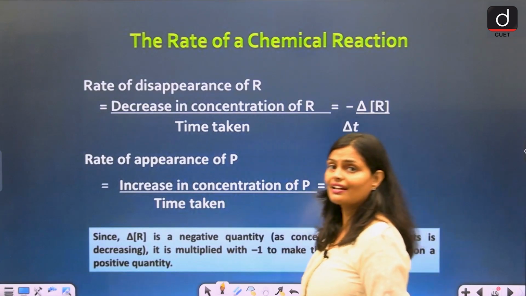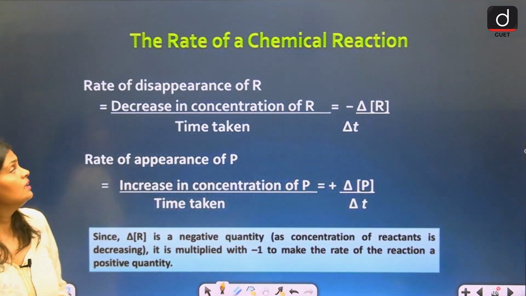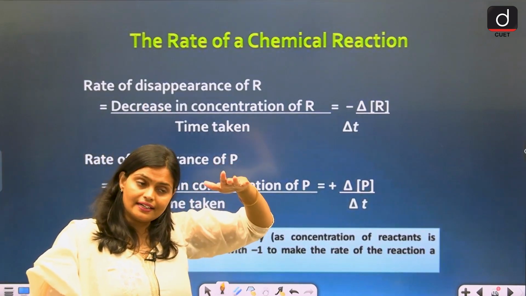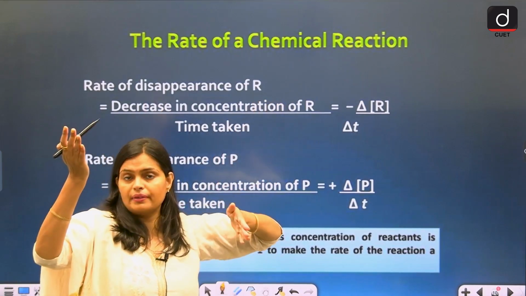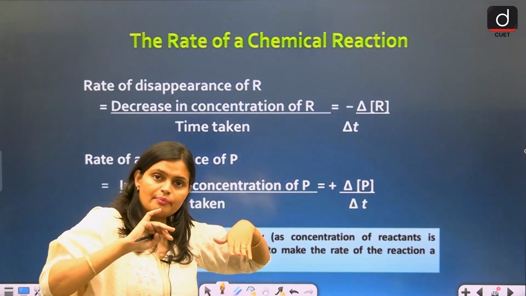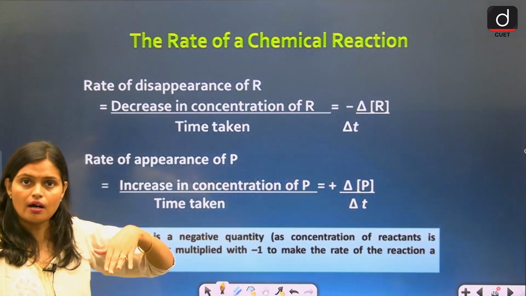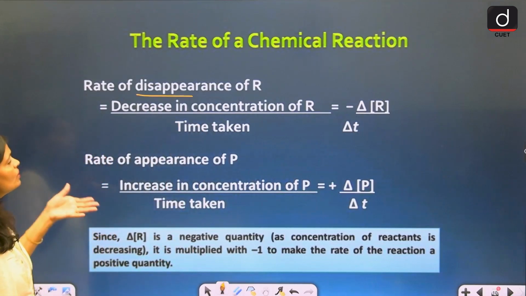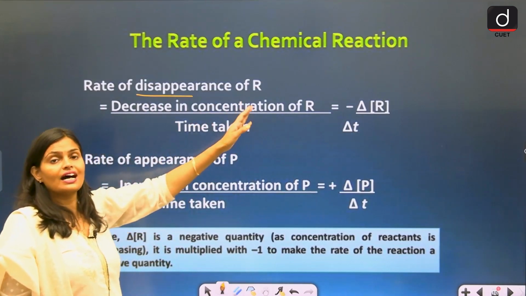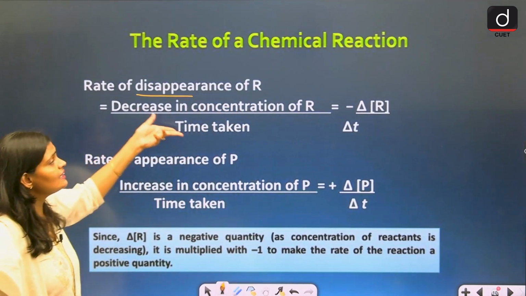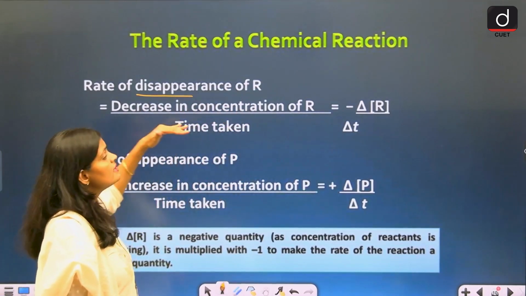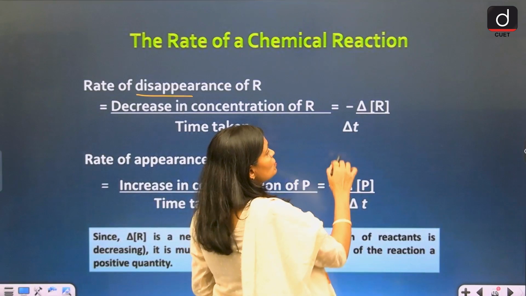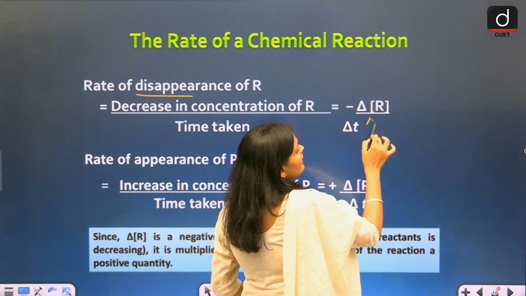Okay, so now how are you going to write down the rate of a chemical reaction? The reactant decreases. That means once the reactant disappears, only then does the product appear. Once the pink ball started disappearing, then only the green molecule started appearing. So here the reactant always disappears. The rate of disappearance of R is equal to the decrease in concentration of R by time taken. So here, minus delta R by delta T.